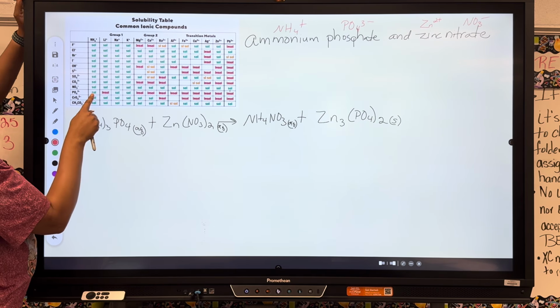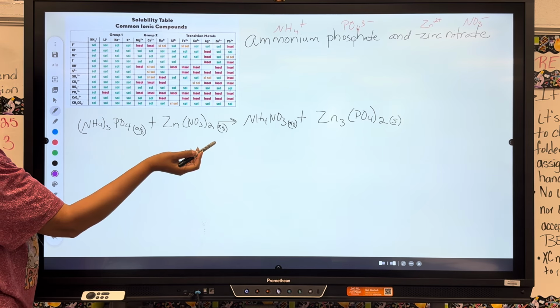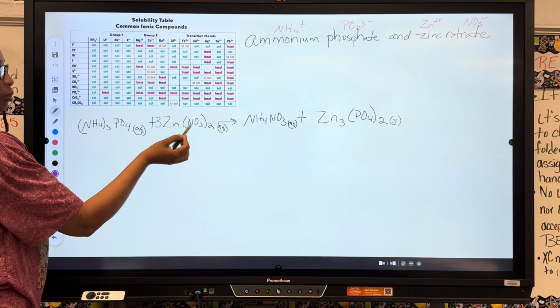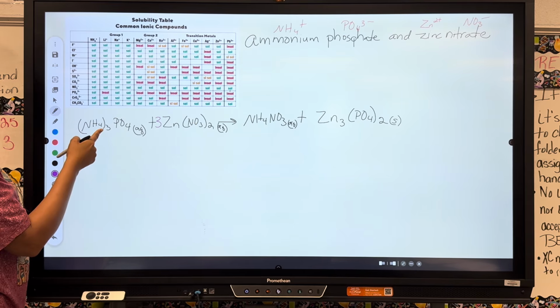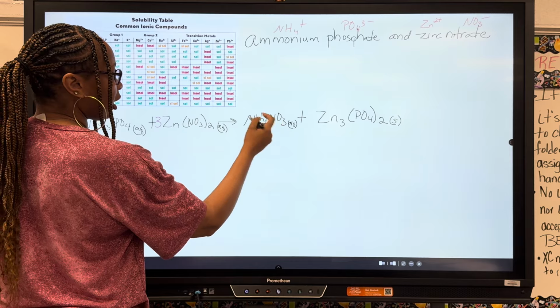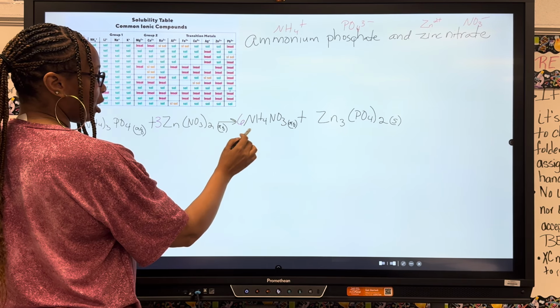Now I need to balance this equation, and I like to start with polyatomic ions, but there are 3 polyatomic ions. So this time I'm going to start with zinc. There are 3 zincs in the product, so I'm going to put 3 here, which changes my number of nitrates to 6. Come over here, there's 1 nitrate, so I put a 6 in front of the ammonium nitrate.